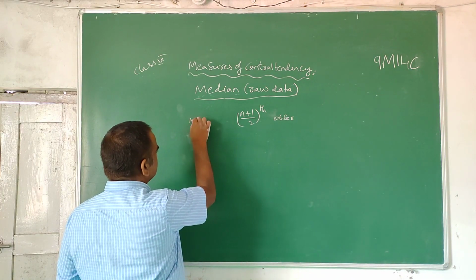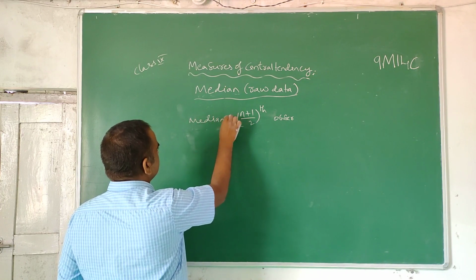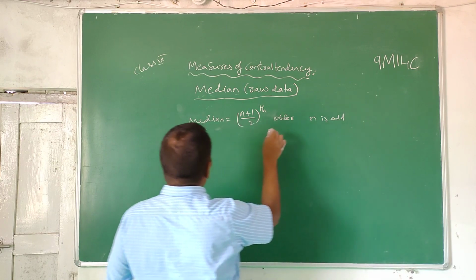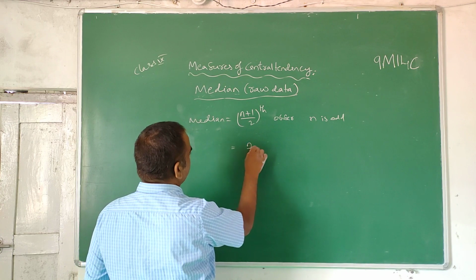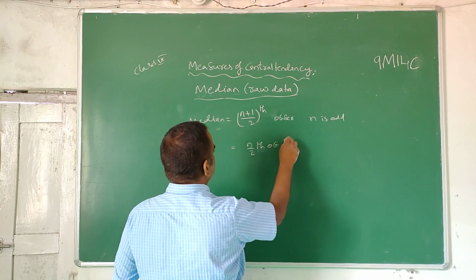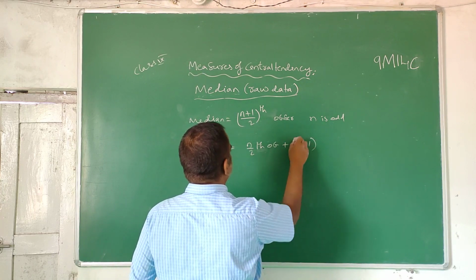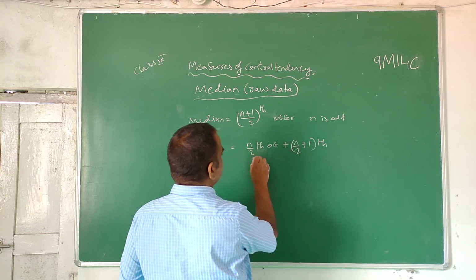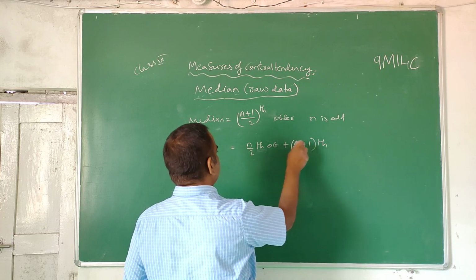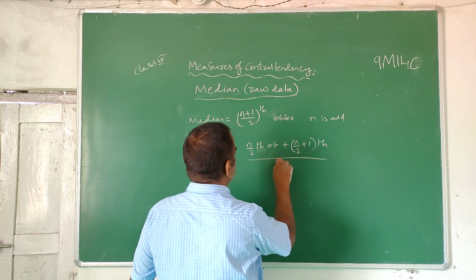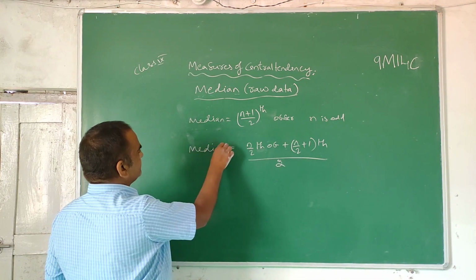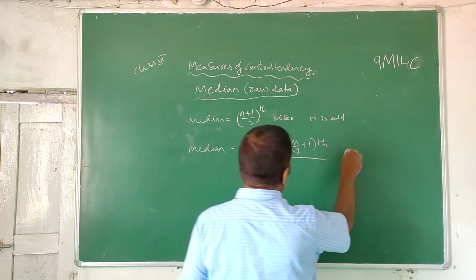That is when n is odd. And when n is even, you have to take the n/2th observation plus the (n/2 + 1)th observation. The n/2th observation and the (n/2 + 1)th observation are to be added and divided by 2. So this is the median when n is an even number.